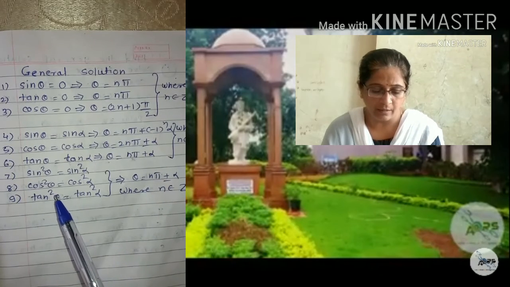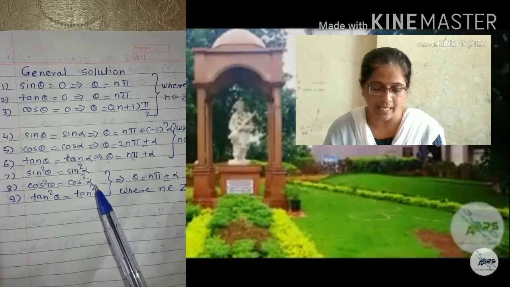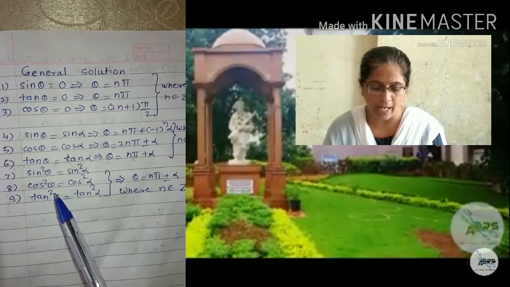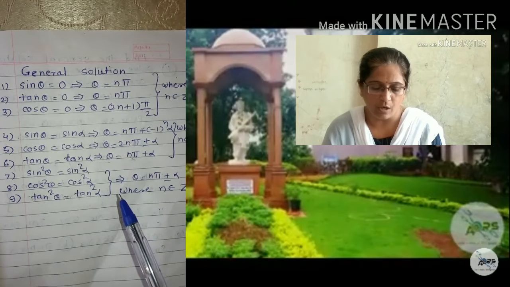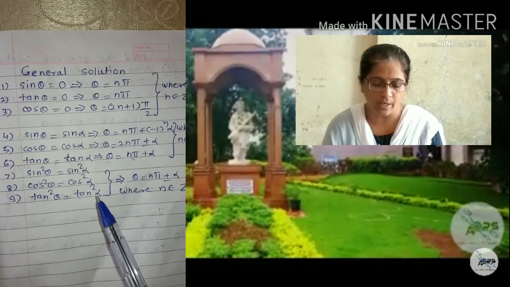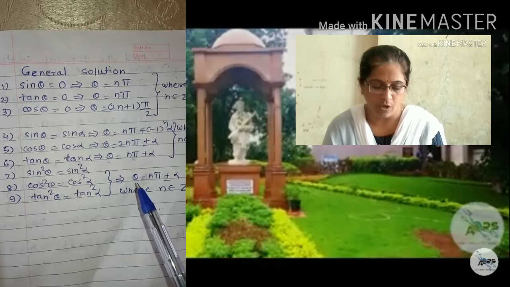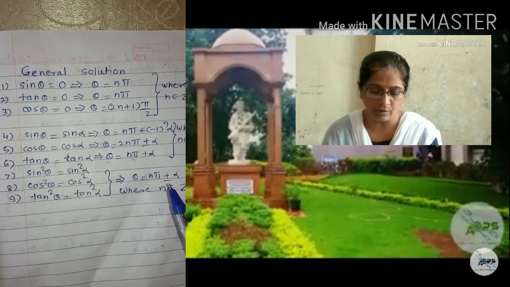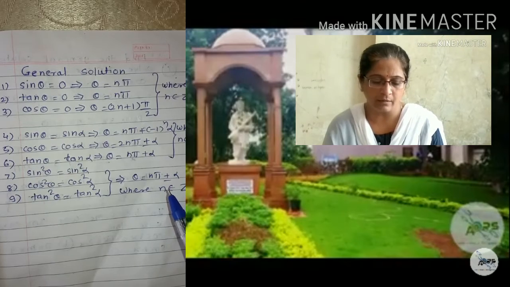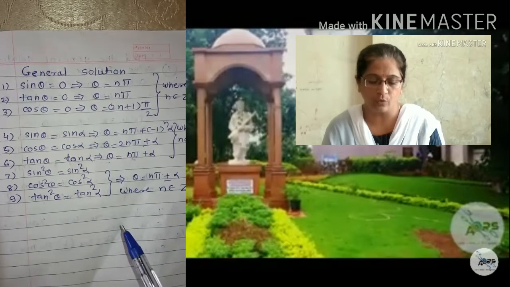Similarly for cos square theta and cos square alpha, if we are given cos square theta is equal to 3 by 4, then the solution is theta is equal to n pi plus or minus pi by 3.